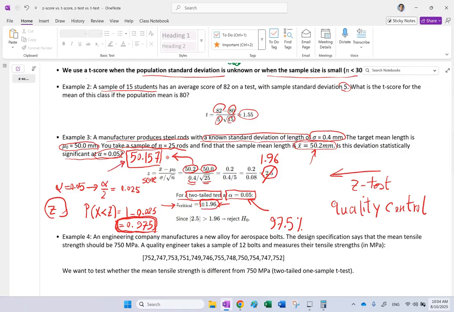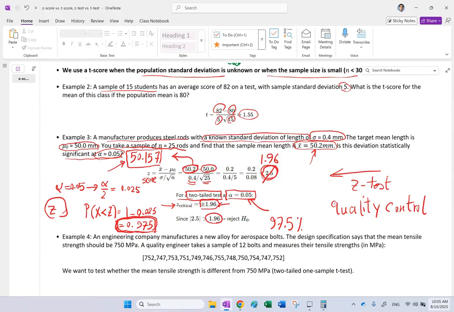But the ones I'm making right now are even longer than that. They are 50.2. What is the chance of seeing some factory making rods this long? It says, hey, look, the z-score for it is 2.5 instead of 1.96. That means it's very, very rare.